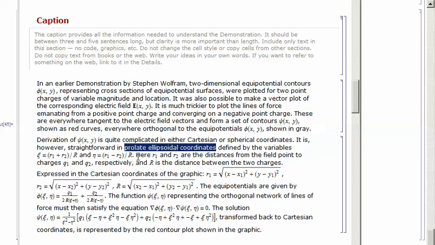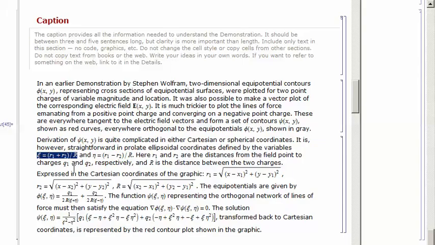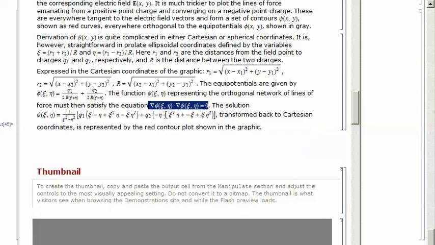He says that prolate ellipsoidal coordinates are defined by the variables psi equals r1 plus r2 over r, and eta equals r1 minus r2 over r. And anyway, he sets it so that the gradient of the potential is perpendicular to the gradient of this psi function. And he derives from that this.